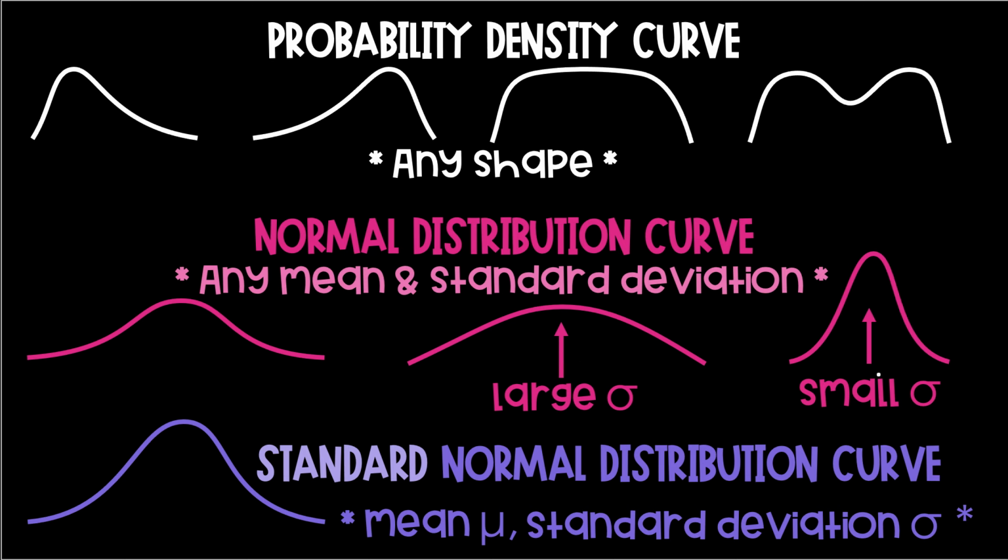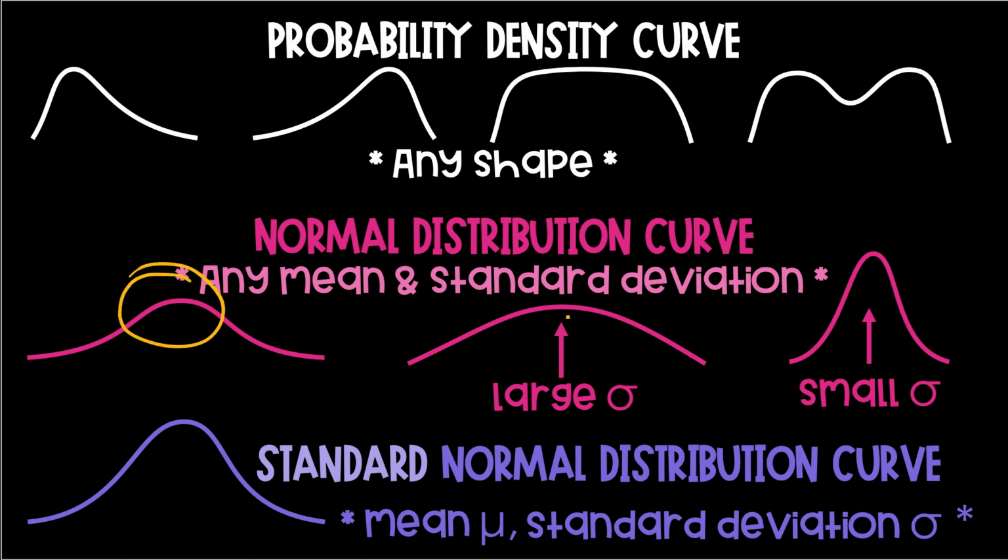When we have only a probability density curve and we're not being told that it's normal, then it could be any shape. Could be right skewed, could be left skewed, could be evenly distributed, or bimodal, multimodal if you want to see it. All of the normal distribution curves, if you notice, are unimodal because they only have one lump.